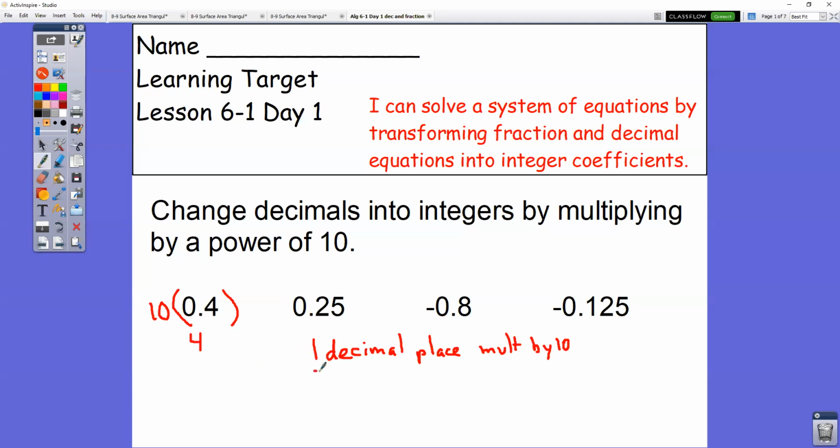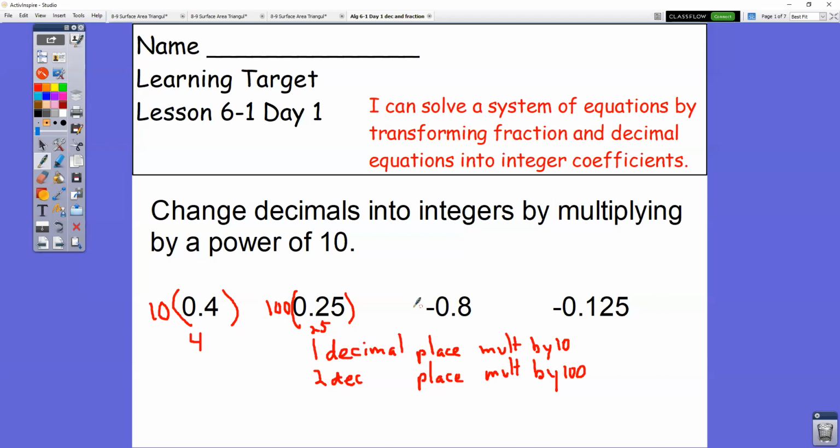If you have two decimal places, like this second one, 0.25, what we're going to do to change it into a non-decimal number is multiply by 100. So to get rid of those two decimal places, we have to multiply by 100. 100 times 0.25 gives us 25 as an integer. 25 is a lot easier to work with in these problems than 0.25 is.